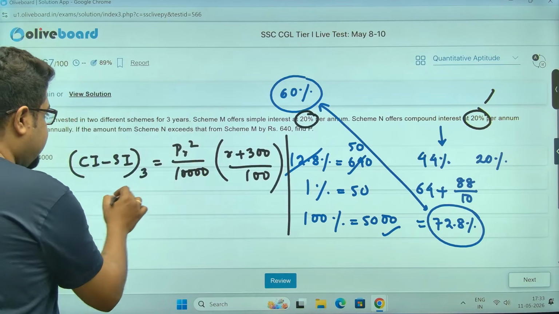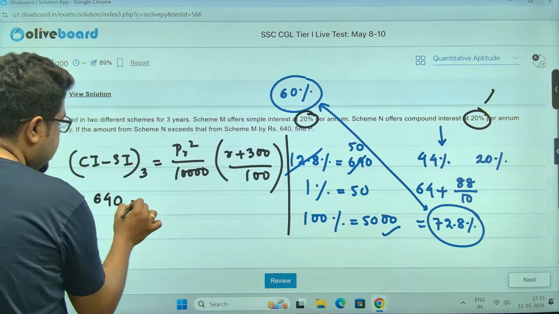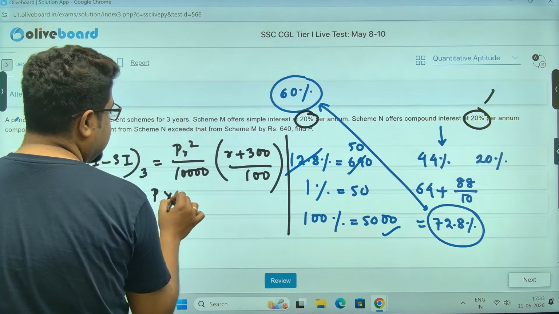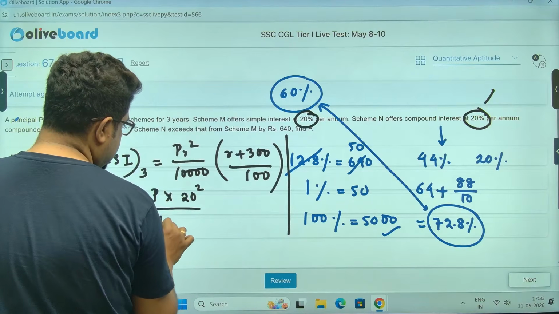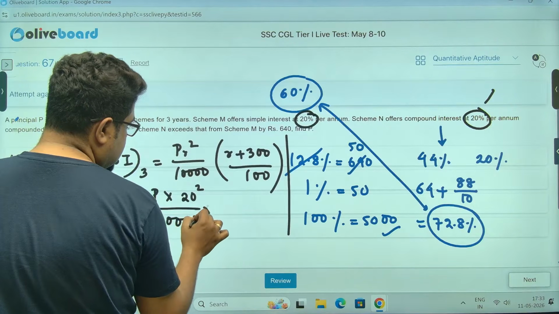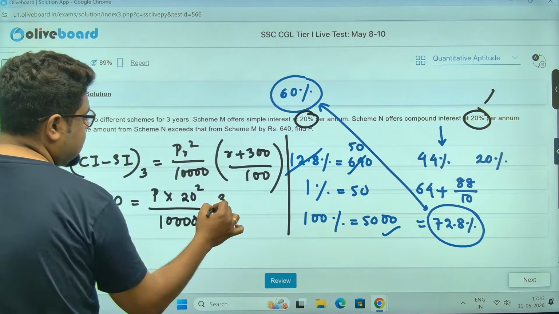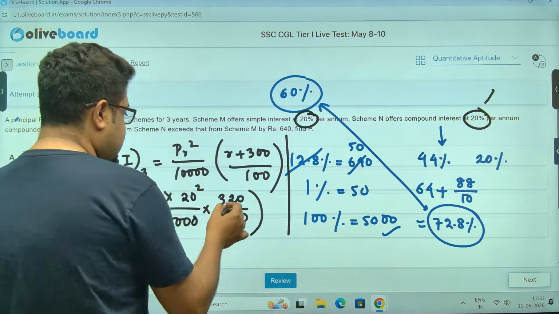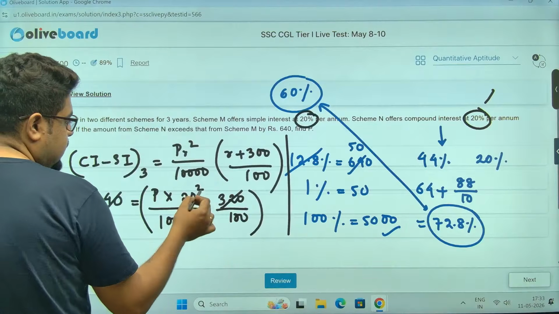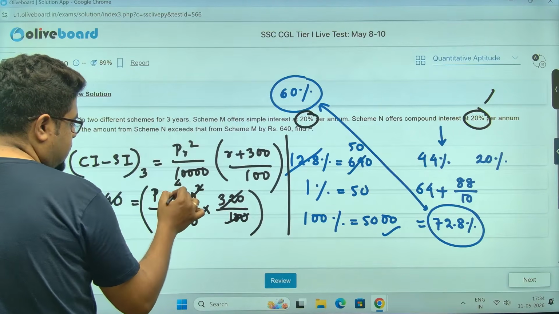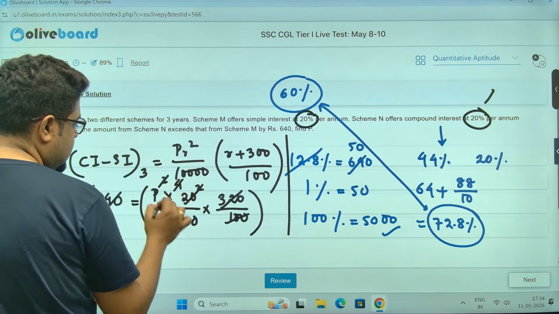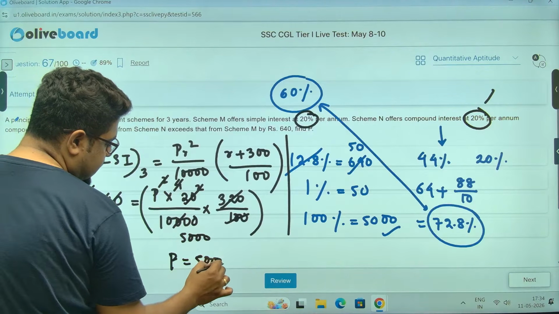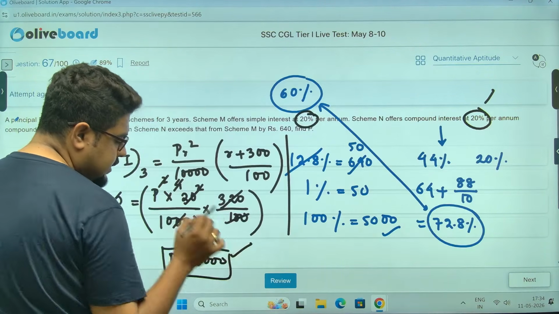So you can just put the values. Here it is 640. So, P is given. P I need to find. R square is 20 square. And this is 20 plus this is 320 by 100. So again, you see this is 2. So 100 and this is 4. 422. This is directly giving you 5,000. So the calculation became much too easy over here, sir.